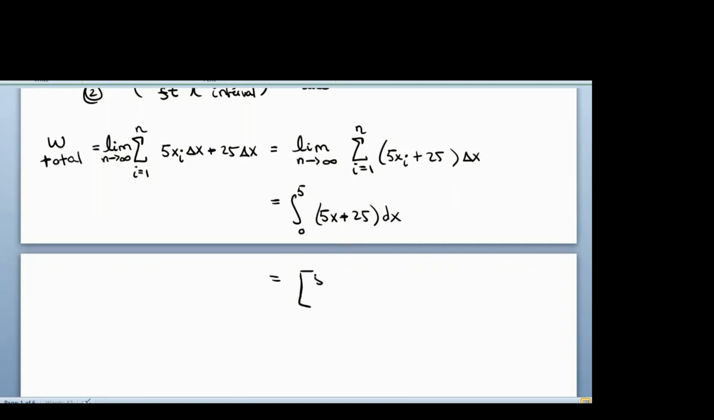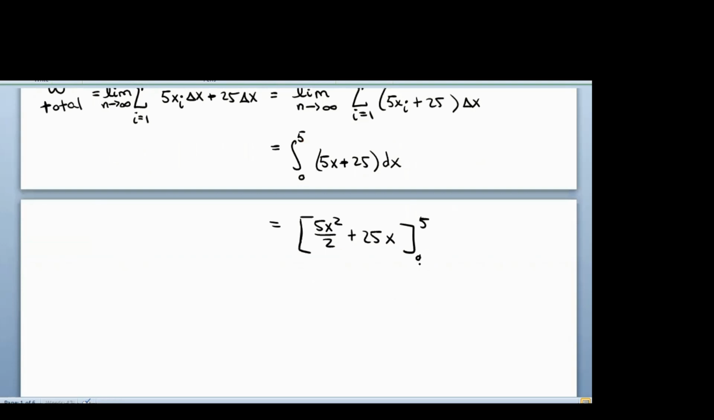Then we have 5x squared over 2 plus 25x from 0 to 5. And now notice when I evaluate at the lower limit of 0, I would just get 0 plus 0. So I'm just going to put in the 5. So I'll have 5 times 25 over 2 plus 25 times 5, which is 125 over 2 plus 125. And so we get 187.5 foot-pounds.